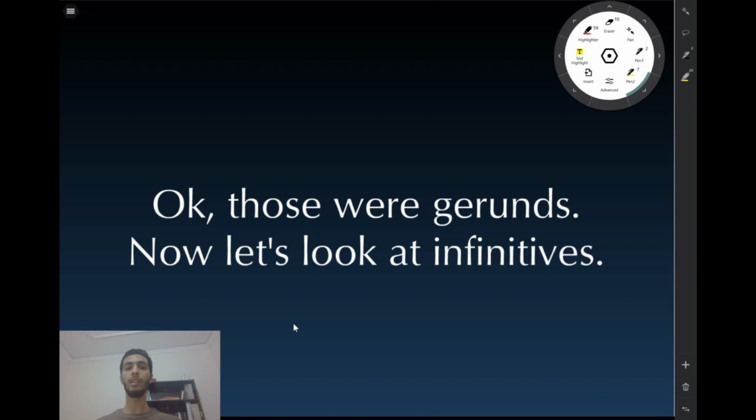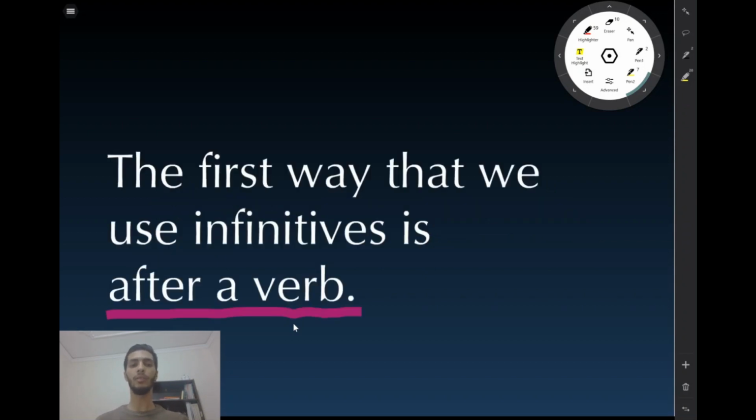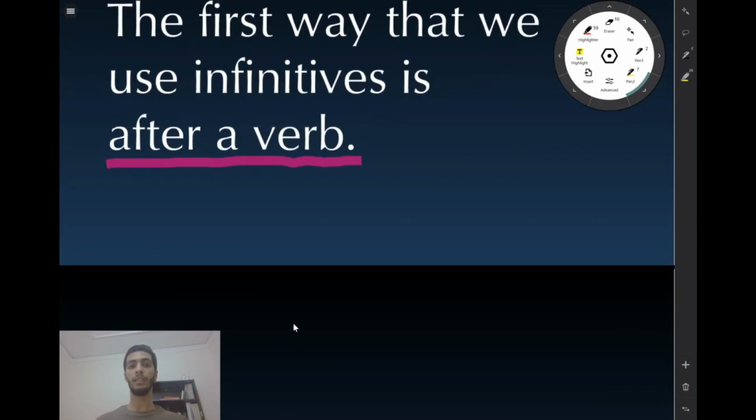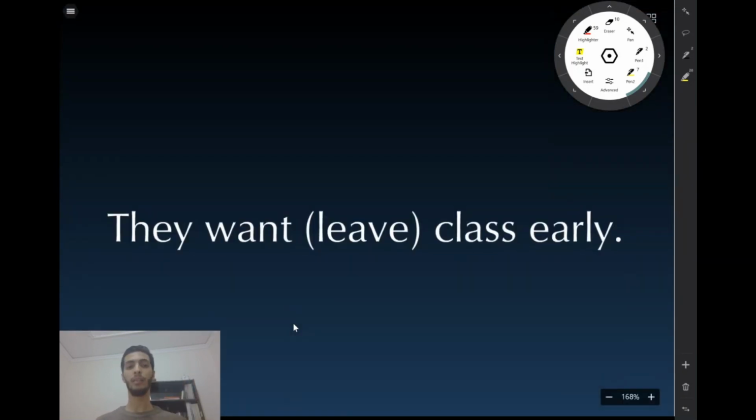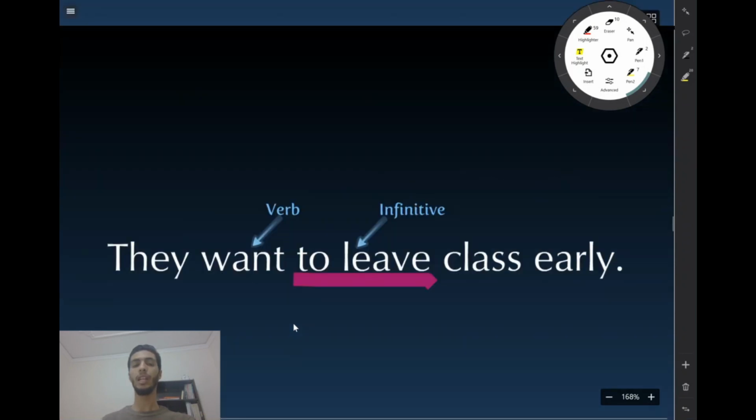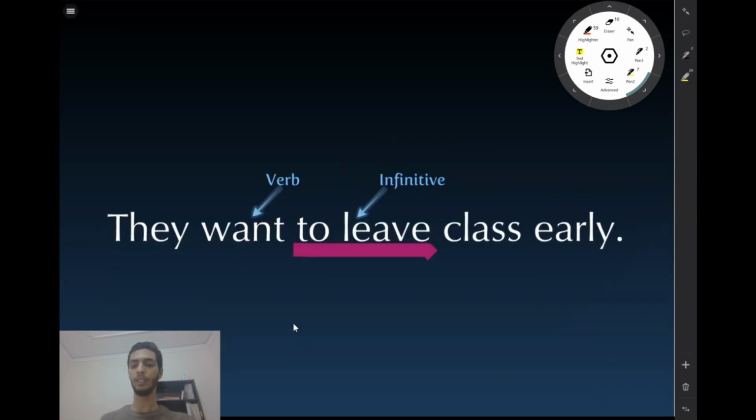Now okay, those were the gerunds. Now let's look at the infinitives. We talked about the gerund in detail. Now we will talk about the infinitives. The first way that we use the infinitive is after a verb. We use the infinitive after a verb. This is the first case of using the infinitive. They won't leave class early. After the verb want we use the infinitive. So to leave class early. The infinitive is to leave.